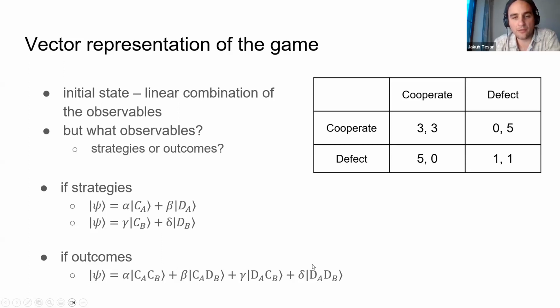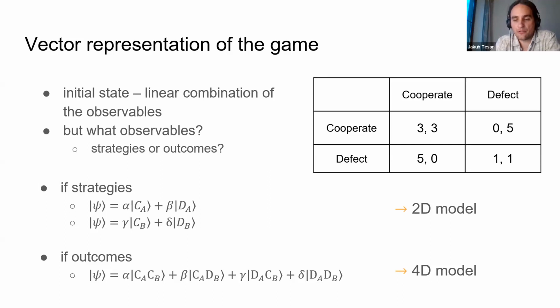So then we will have these 4 possible outcomes as basis vectors of our space: mutual cooperation, cooperation of one and defection of the other, defection of the first and cooperation of the B player, and mutual defection. And these alpha, beta, gamma, delta have to meet the normalization criterion that we use in defining quantum states.